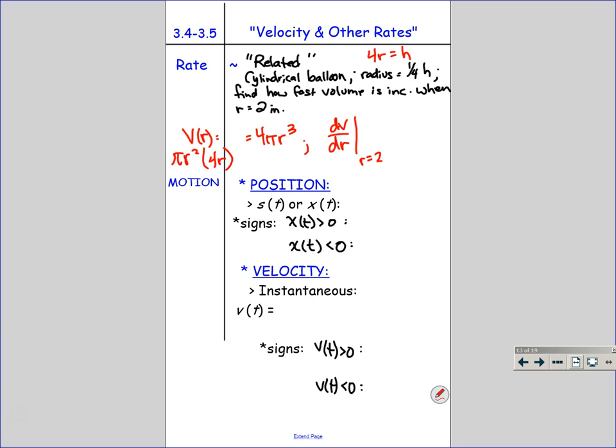Is it going to be 12 pi r squared, and 12 pi r squared will be 12 pi times 2 squared? What are my units?